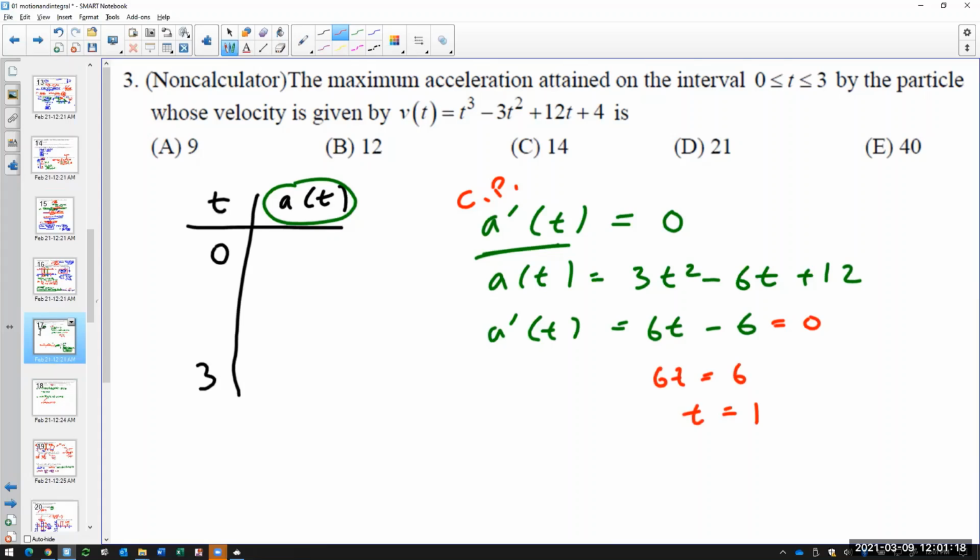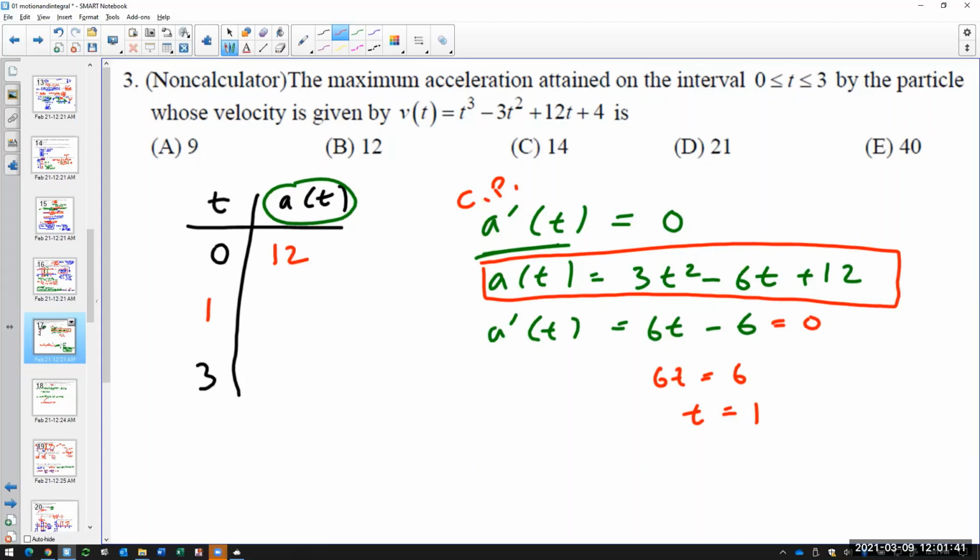And so what's my critical point? 1. Now when you fill out this chart, what numbers am I going to put in for this chart? V's, A's, or A primes? A's. So which equation is going to give me A? That one. So plug in 0, what do you get? 12. Plug in 1, what do you get? Okay. Plug in 3, what do you get? Would you get 21? Okay.